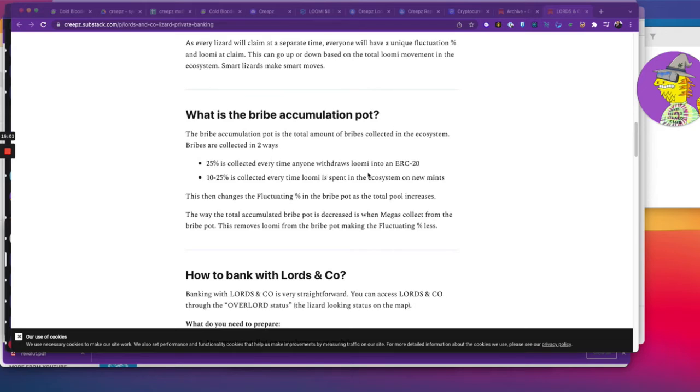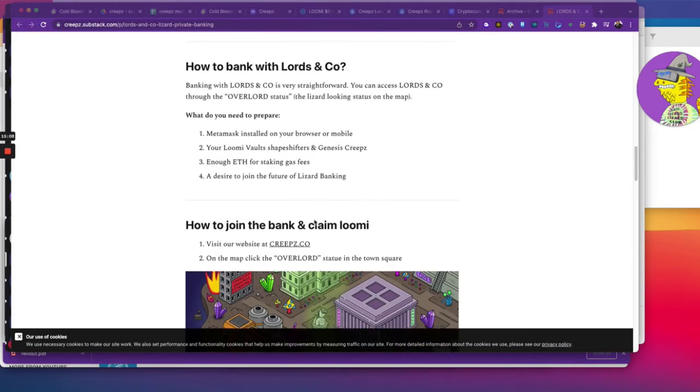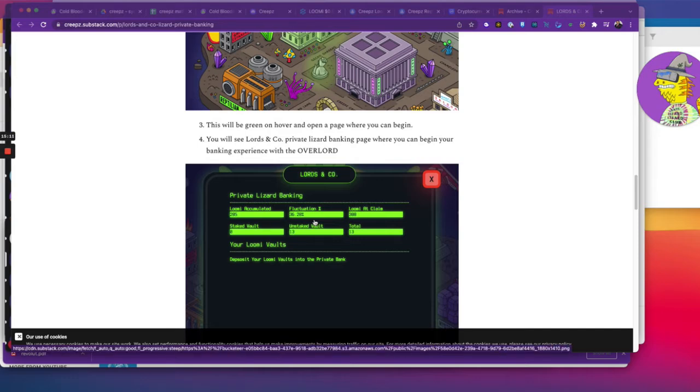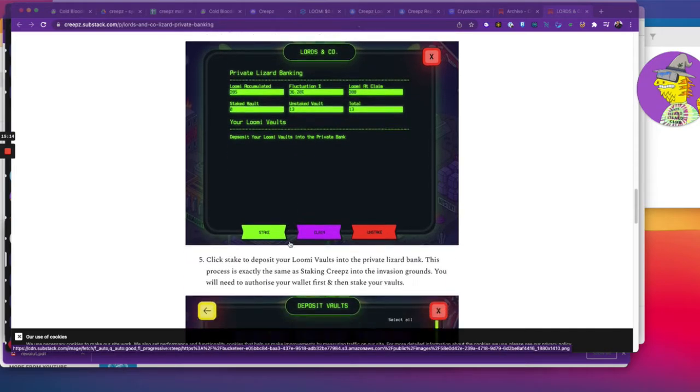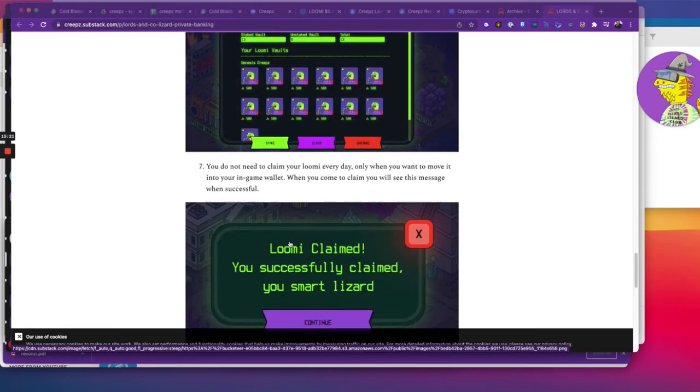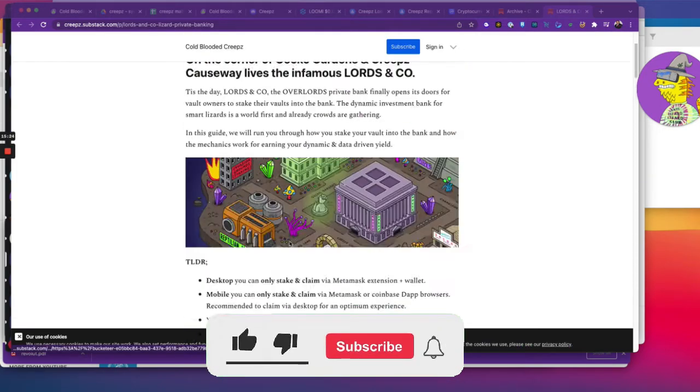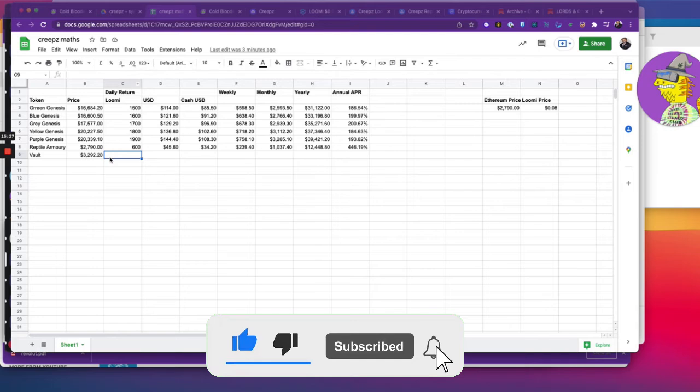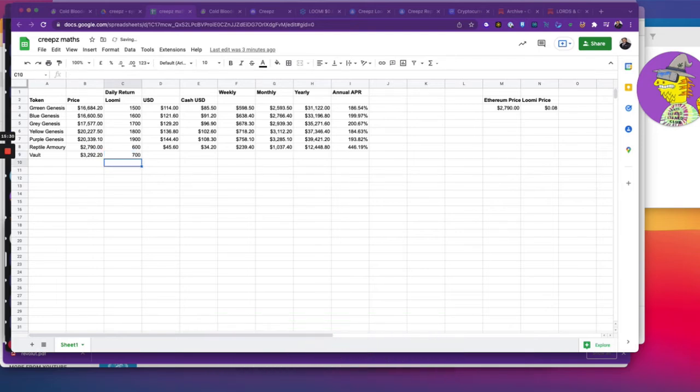What's the bribe reclamation pot? 25% is collected every time anyone withdraws lumi, and 10 to 25% lumi is spent on the exchanges. How to join the bank and claim. So it really depends on the fluctuation. So it's quite variable, the return you get. So if we average it and just say on average it produces, I don't know, 700 lumis, okay? Then that would be equal to this times this. So that would be our return on this. And they'll give us a return very similar to the Reptile Armory, I would think.